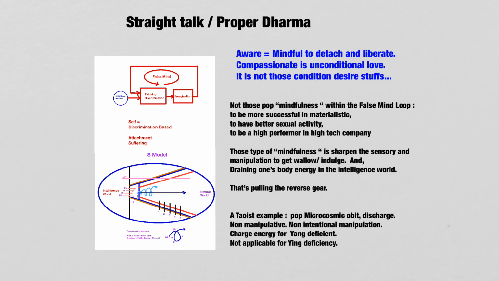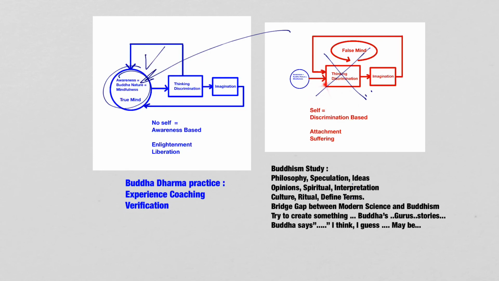Those types of mindfulness sharpen the senses and manipulation to get value and indulge. Those are not the real, true Buddha's mindfulness. What is true Buddha's mindfulness for? To see through things, to know that it is impermanent. Thus, one is no longer trapped in this and gets back to here. Those doing mindfulness meditation to improve their technical skills and so forth are doing this other thing. Okay, that's a point out there.